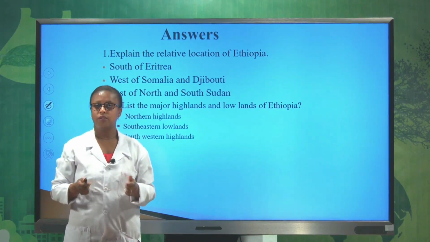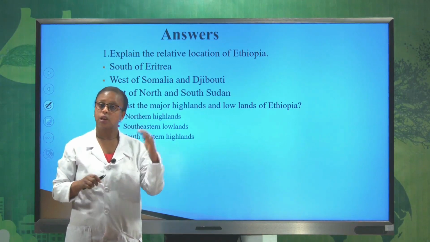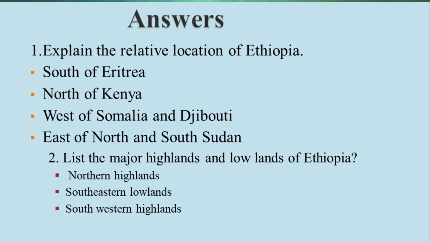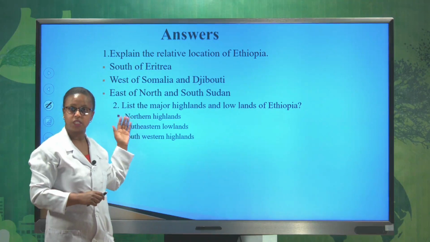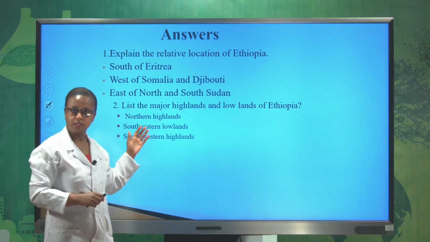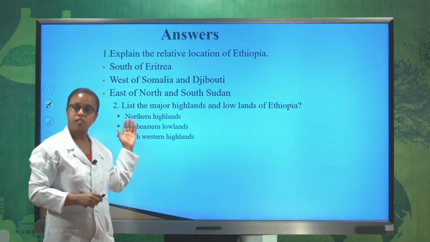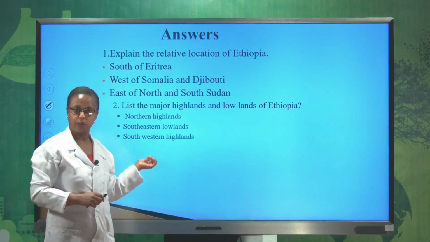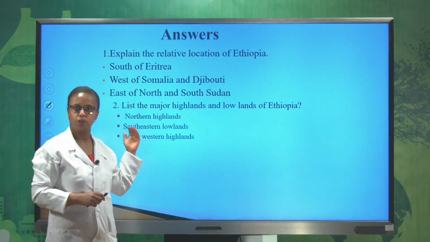So, the relative location of Ethiopia is south of Eritrea, north of Kenya, east of Sudan, North and South Sudan, because recently Sudan divided into two sovereign countries, and west of Djibouti and Somalia. This is the relative location of Ethiopia.